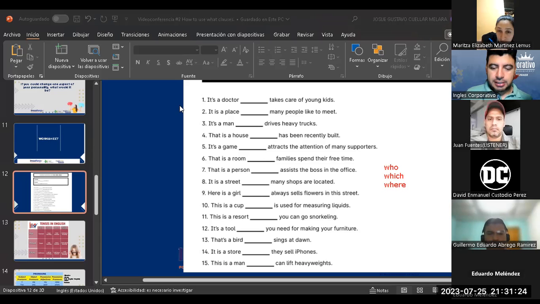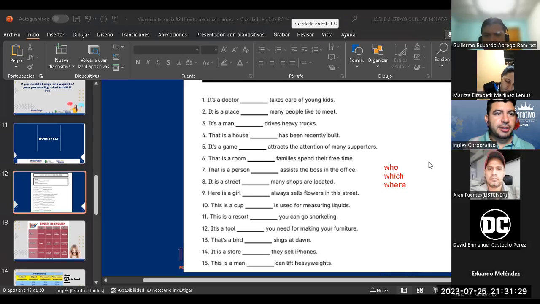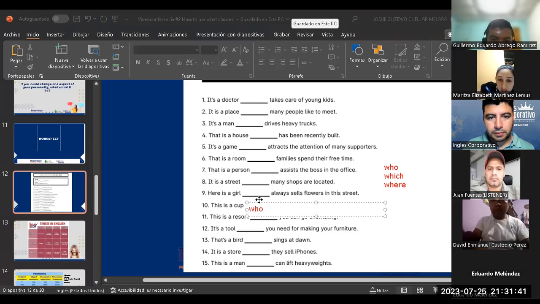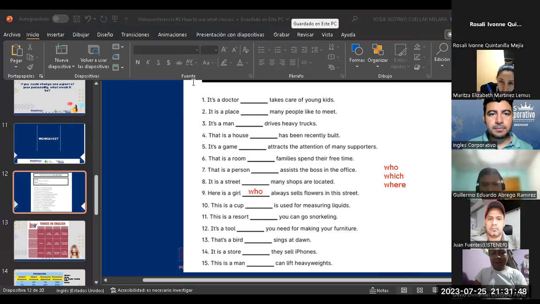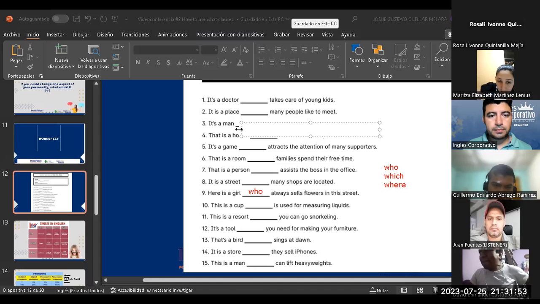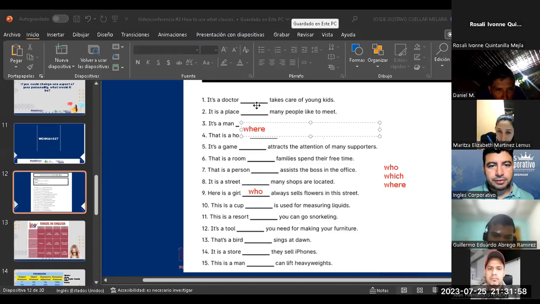Okay, my friends, let's do it. What do you think? And who, which word? Guillermo, please. What number? And number nine? Yeah. Here is a girl who always sells flowers in this street. Yeah, thank you very much. Rosalie? In number two is a place where many people like to meet. Yeah, thank you. Good one.